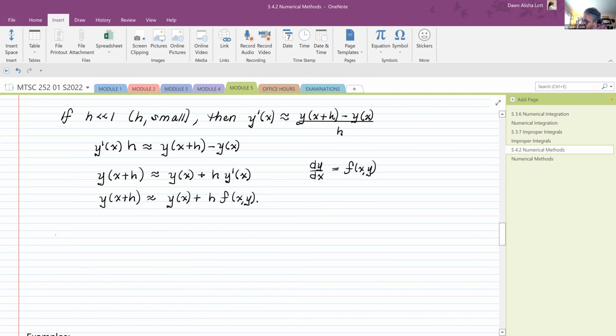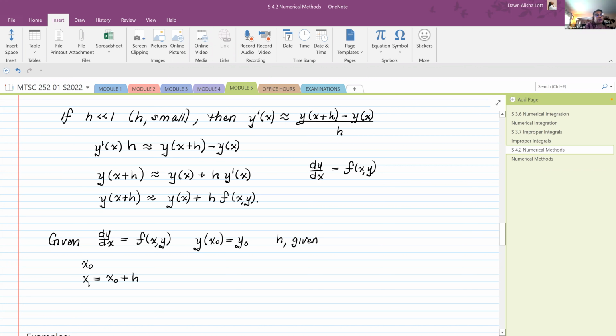So you're given dy/dx is equal to f of x, y. Let's say I'm given y at x naught is y naught, and they tell me h is given. So I have x naught, x1 is x naught plus h.